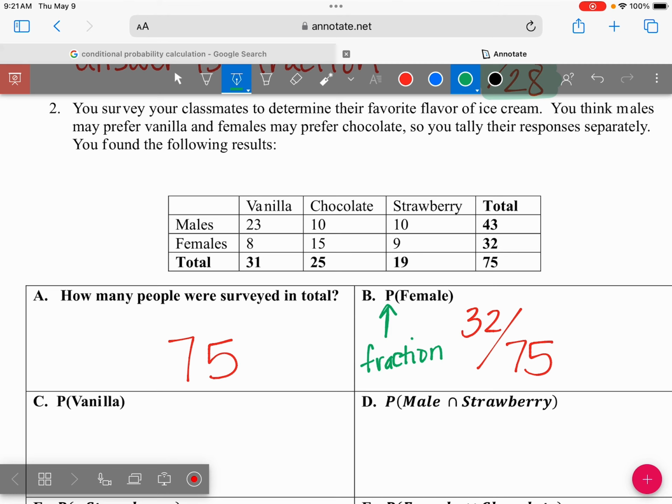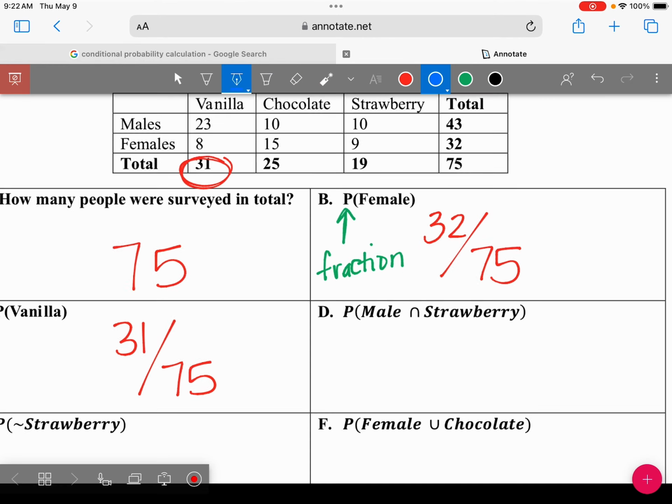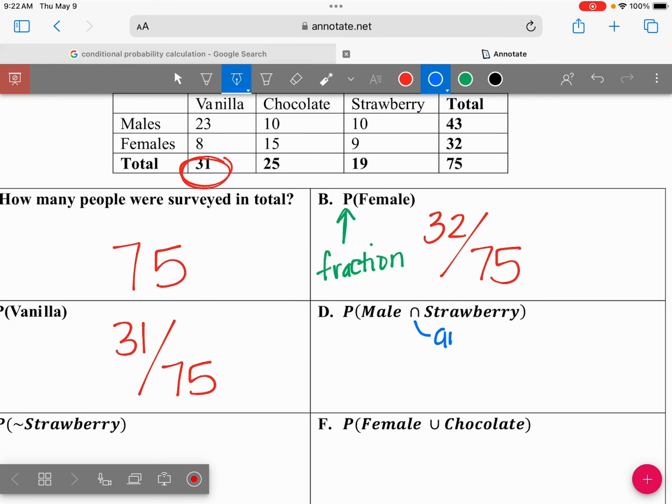Okay, 32 out of 75. For question C, probability that they said they like vanilla. That was 31. 31 people in total said they like vanilla. So 31 out of 75. And every time you left off the denominator, I took off a point. For question D, this means and, which means you want the overlap. But again, it's out of 75.